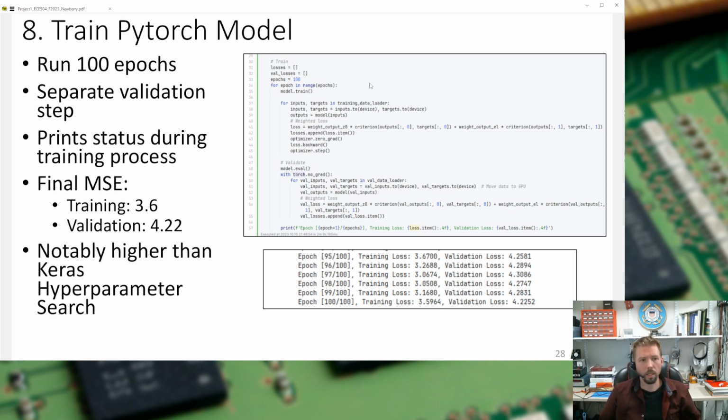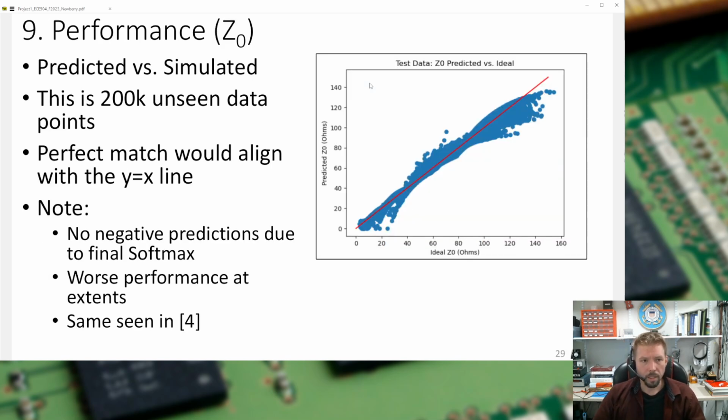So I trained that model. I ran it for 100 epochs. I did a separate validation step in the training process, output the status along the way. Now MSE was not nearly as good as I was hoping. We got down to 3.6 MSE loss, noticeably higher than that hyperparameter search as well. But the performance was adequate. I wish it were better. I wish that there was more time to work on iterating this process, because it's not as precise as I was hoping it would be. It's not good enough to use as a design tool, as a replacement for a field solver.